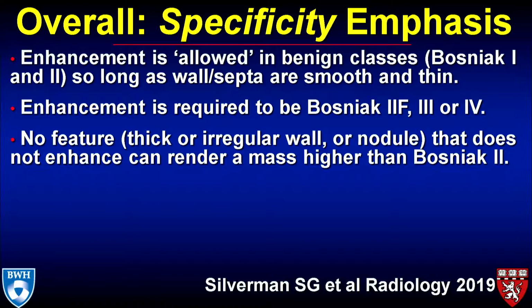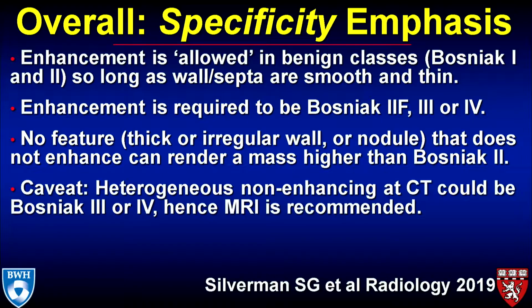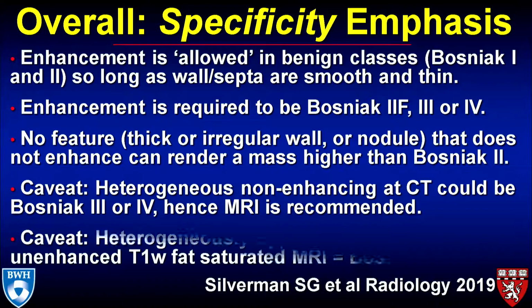No feature that does not enhance can render the mass higher than a 2. And then there are caveats. So the heterogeneous non-enhancing mass at CT could be a 3 or a 4. So if it's heterogeneous, non-enhancing on CT, you've got to go and do more and do an MRI.